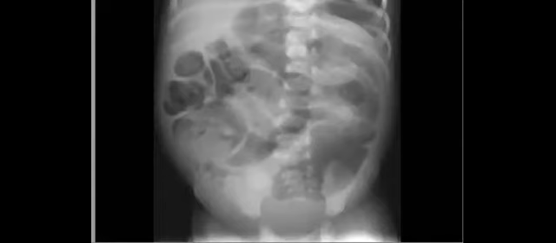Then again, when you find this, how do you describe it first? Describe this appearance. Multiple dilated bowel loops, perfect, with absent air in the rectum. So you are talking about obstruction, right? Is it a low distal bowel obstruction or a high one? It is a distal obstruction.